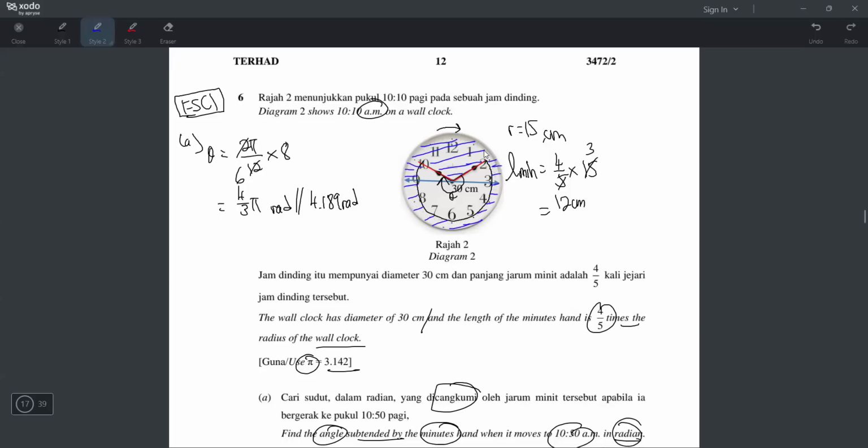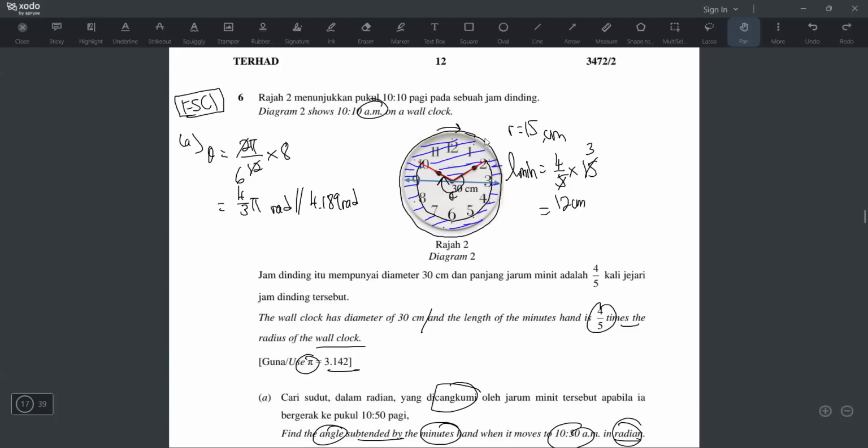Because I told you already, the jarum is only 12 cm. So there is a gap of 3 cm here where the jarum cannot reach this spot. Okay. So it means I'm finding the area of the blue color, including the outside here. Okay. And how you find the area of this shape? You have to find the area of big circle minus the area of this sector. Itu cara dia.